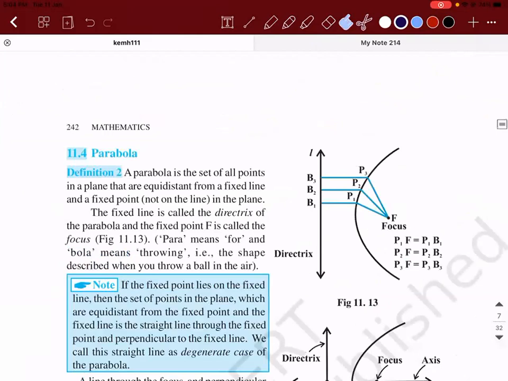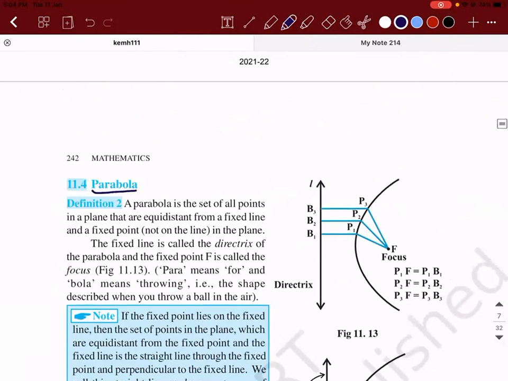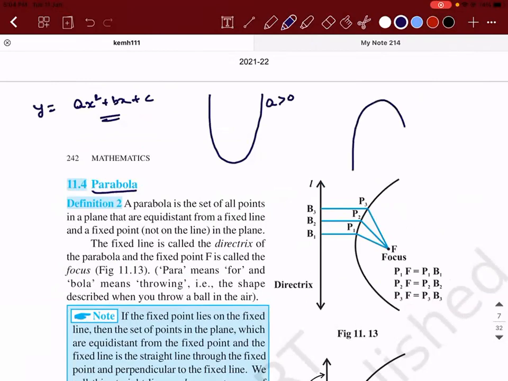Yes, sir. So this parabola is not a new term to you guys. You would have seen it last year. If you have y is equal to ax square plus bx plus c, then you will have an upward parabola if a is greater than 0, and a downward parabola if the value of a is less than 0. So you would have heard this, right? Depending on real roots, imaginary roots, all those things.